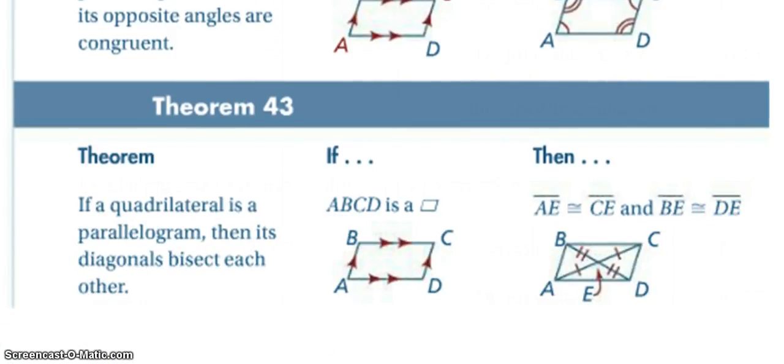Theorem 43 is talking about our diagonals. Each diagonal in a parallelogram bisects each other. Now that does not mean that they have any relationship with each other aside from that, but what that does tell me is, if there's a point E here dead in the center, then BE and ED will be congruent, and AE and EC will also be congruent. So that point where my diagonals meet is a bisector for both of them.